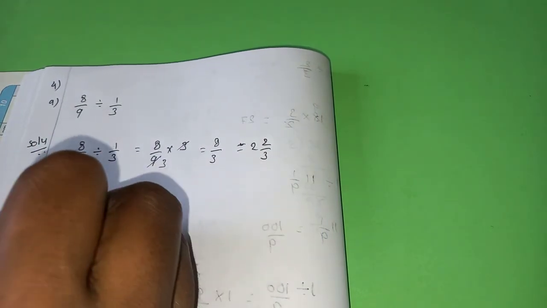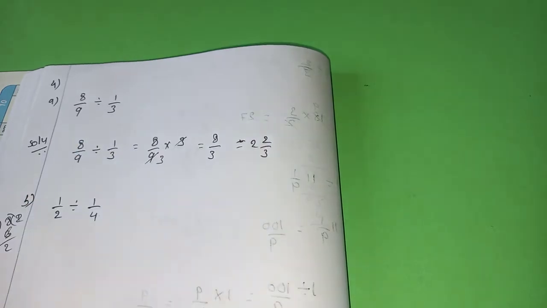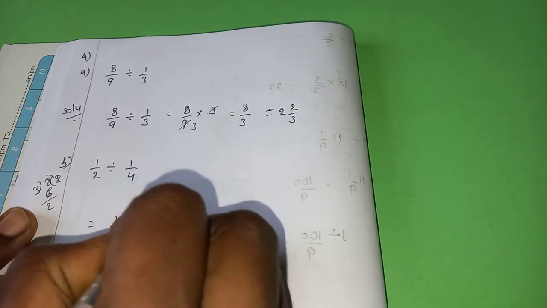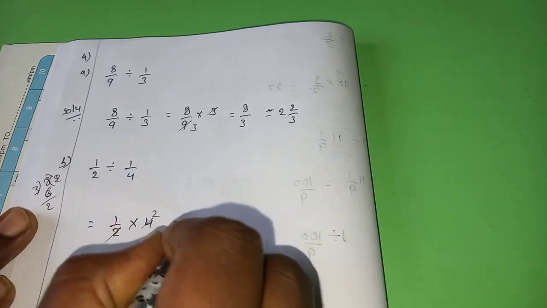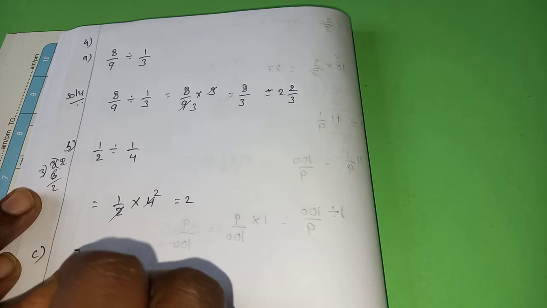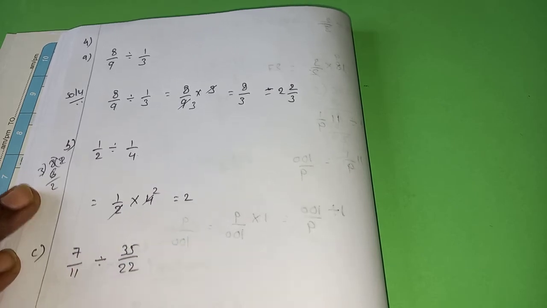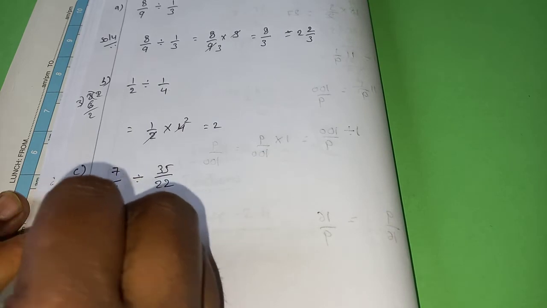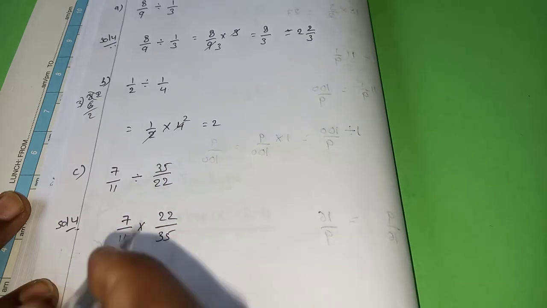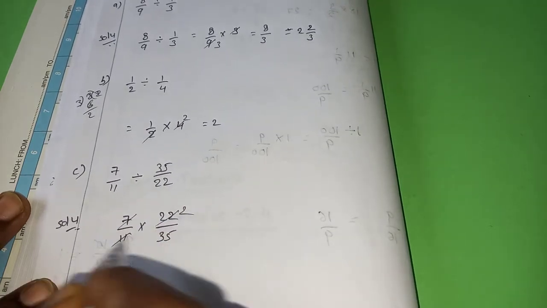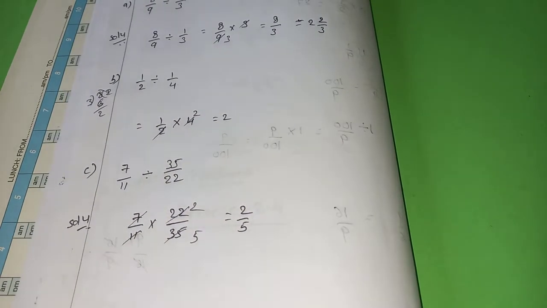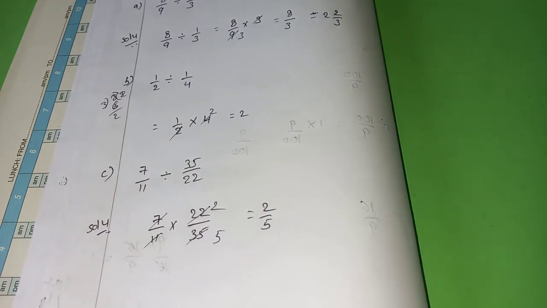B. 1 by 2 divided by 1 by 4. 1 by 2 into 4. 2 ones, 2 twos. Answer is 2. Next. C. 7 by 11 divided by 35 by 22. 7 by 11 into 22 by 35. 11 ones, 11 twos. 7 ones, 7 fives. So the answer is 2 by 5.